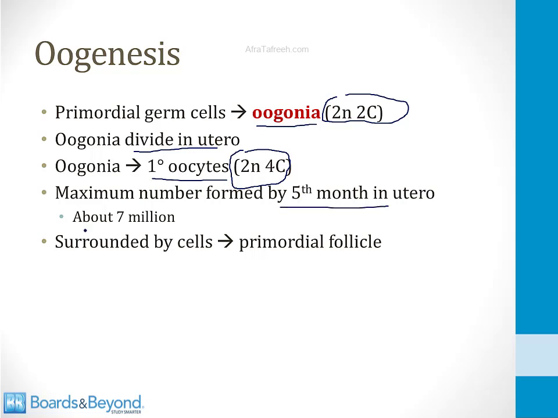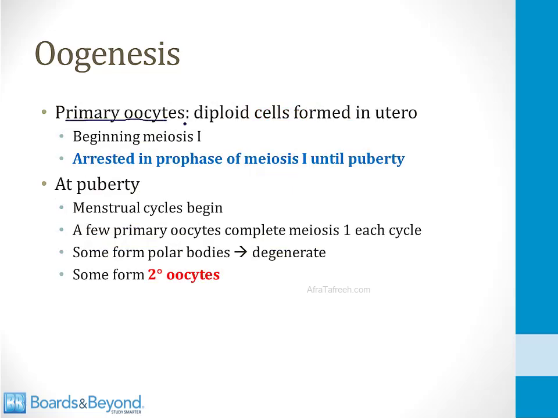This is about 7 million primary oocytes. After this, oogonia and oocytes will begin to die, and she will never have any more oocytes for the rest of her life. The oocytes will become surrounded by cells, and they will form the primordial follicles, which you may know can go on to generate an egg during the menstrual cycle. Now those primary oocytes, those diploid cells formed in utero that are 2N4C, will begin meiosis I, but they will arrest in prophase of meiosis I and stay there until puberty in the ovaries.